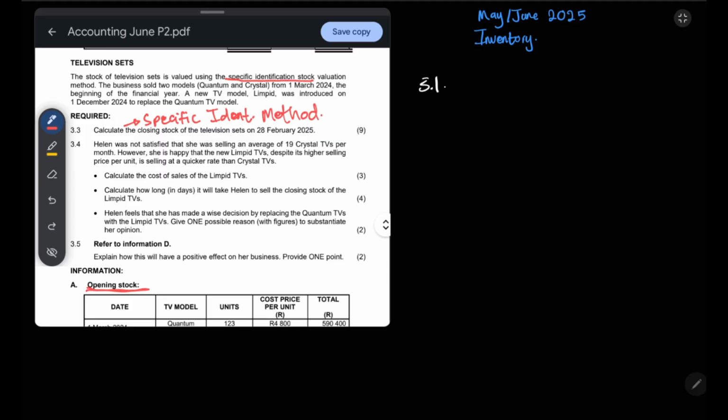We have calculate the closing stock of the television sets on 28th of February 2025. We have to use the specific identification method. They told us this information there. Okay, how do we find the value again? Remember, you have to find our closing stock units and multiply it with the cost price per unit. That is what I did in the previous video. If you haven't watched the specific identification method video, please go and watch it before you continue with this one. The link will be in the description, the link to the playlist.